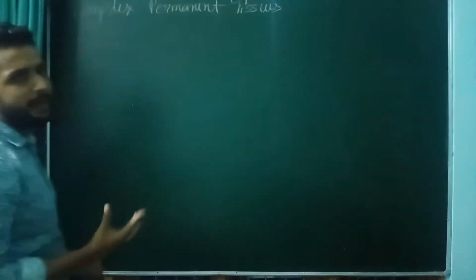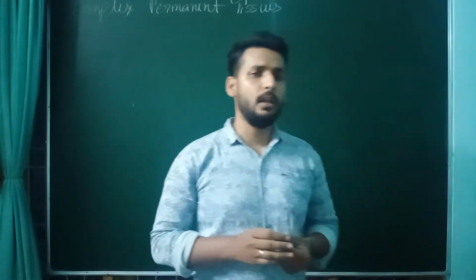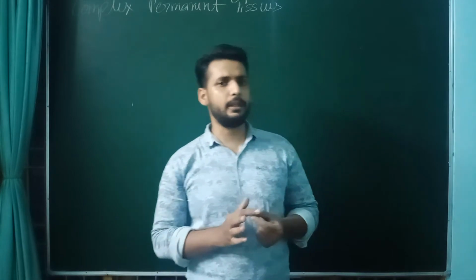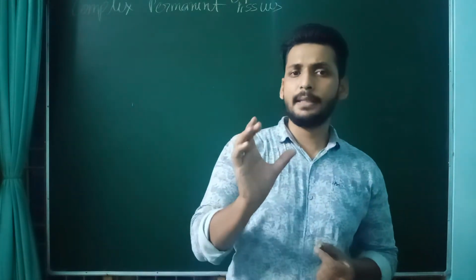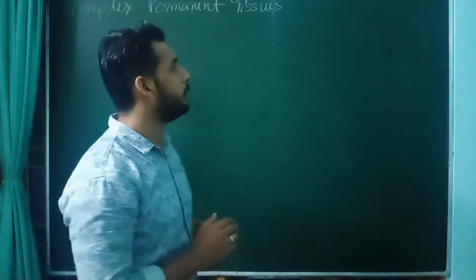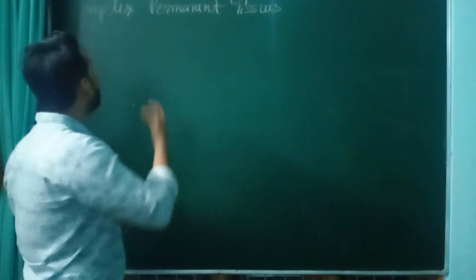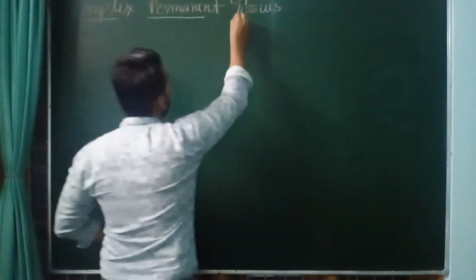From the name only it is clear that it is complex in nature. Why is it complex? Because the simple permanent tissues we studied were made up of a single type of cell. But these are not made up of a single type of cell; they contain various types of cells. That's why it is clear from the name that it is complex, hence called complex permanent tissues. So we will be studying complex permanent tissue today. Got it?